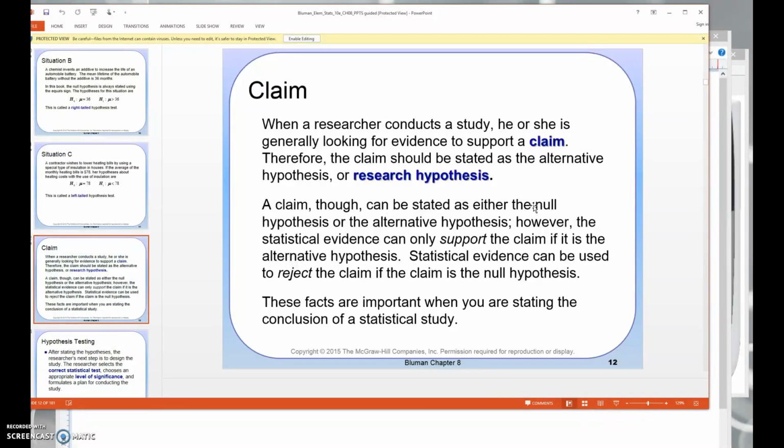When a researcher conducts a study, he or she is generally looking for evidence to support the claim. Therefore, the claim should be stated as the alternative hypothesis. A claim can be stated as either the null hypothesis or the alternative hypothesis. However, the statistical evidence can only support the claim if it is the alternative hypothesis. Statistical evidence can be used to reject the claim if the claim is the null hypothesis.